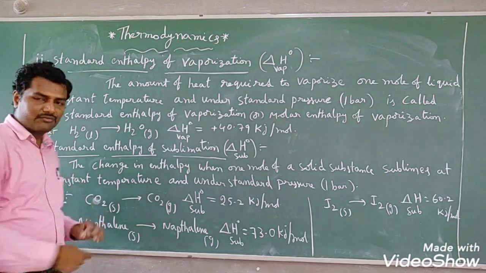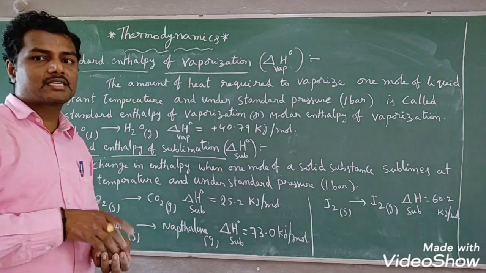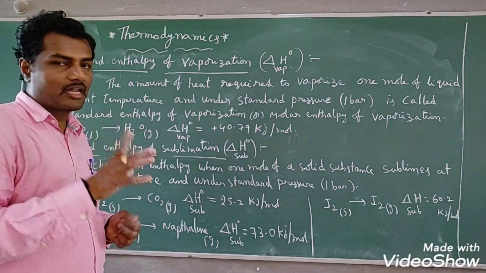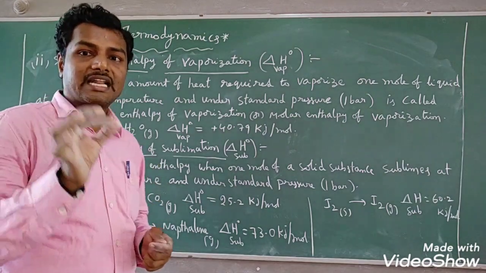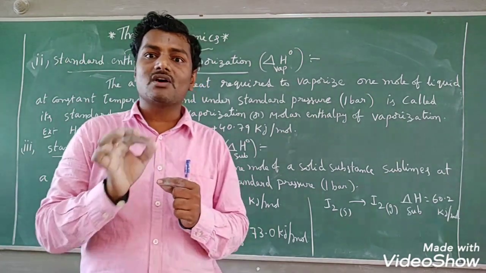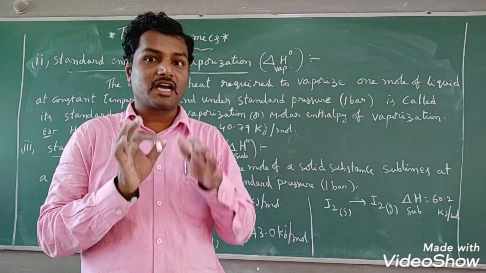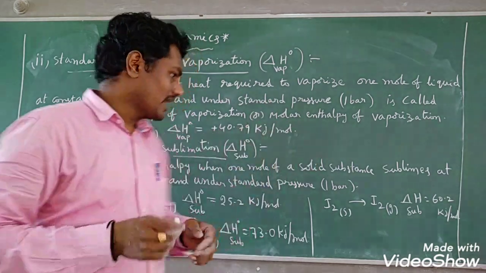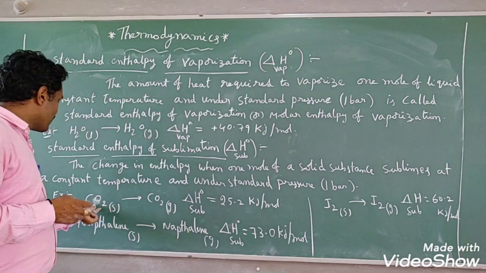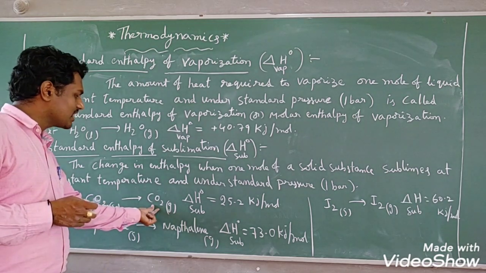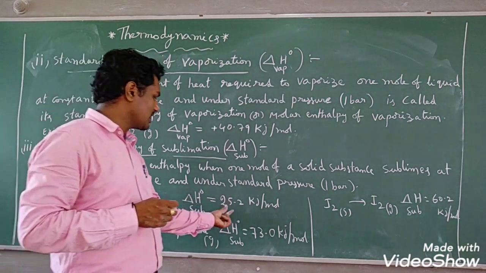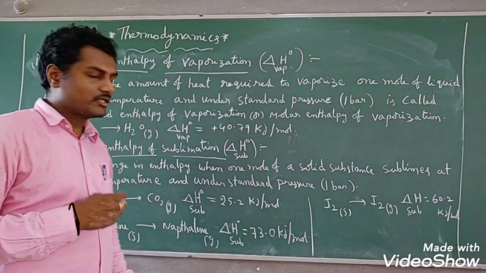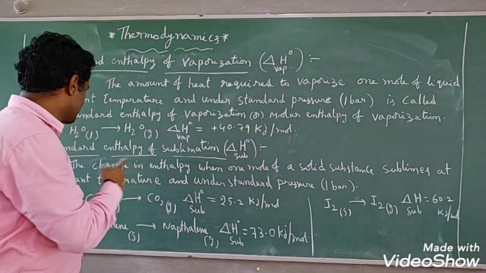Solid carbon dioxide. We know the name of solid carbon dioxide. Sometimes they ask for 1 mark, a very important question: what is dry ice? Dry ice is nothing but solid carbon dioxide. To convert solid carbon dioxide to gaseous carbon dioxide, how much heat is required? 25.2 kilojoule per mole of energy is required.